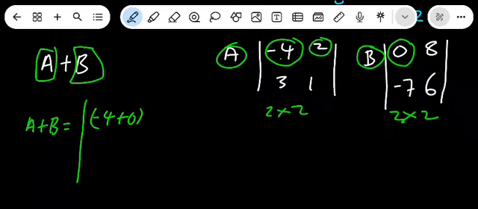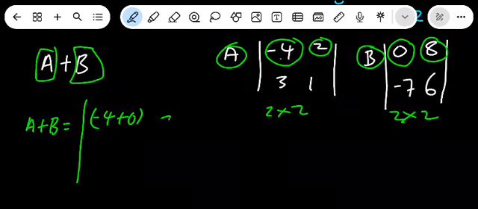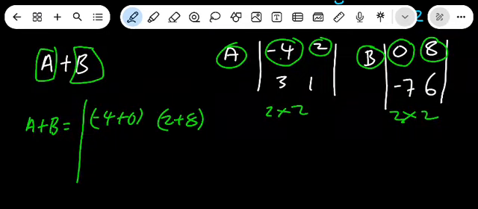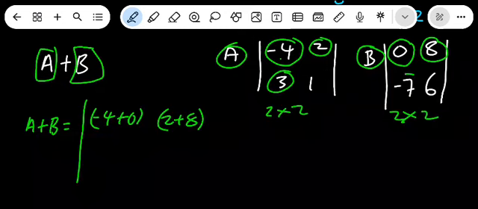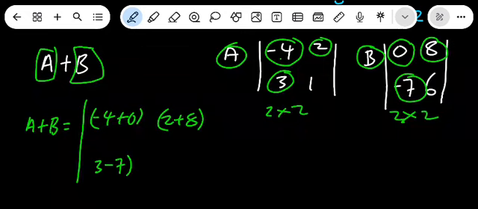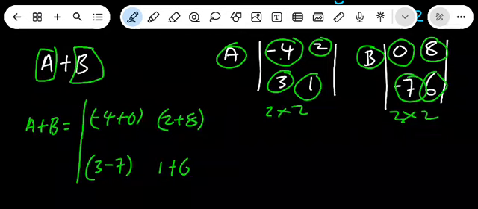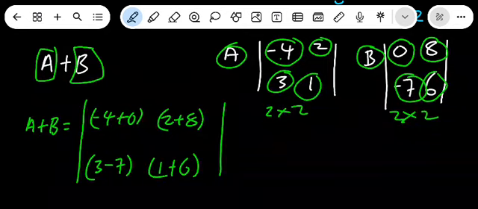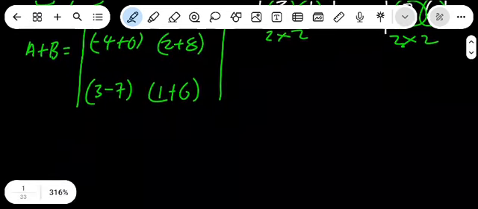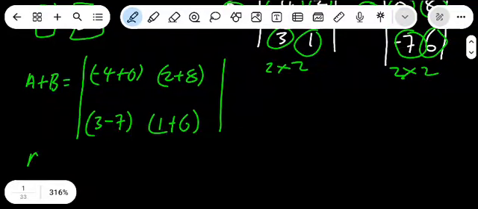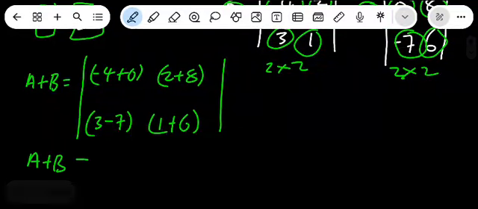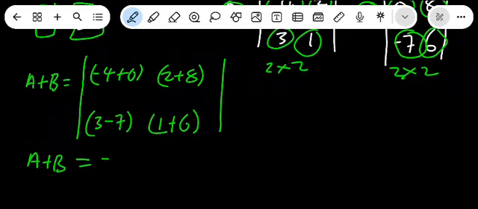Then 2 you add with 8, 2 plus 8. Then 3 plus minus 7. And we have 1 plus 6. So this is the matrix. So A plus B will be equal to minus 4.